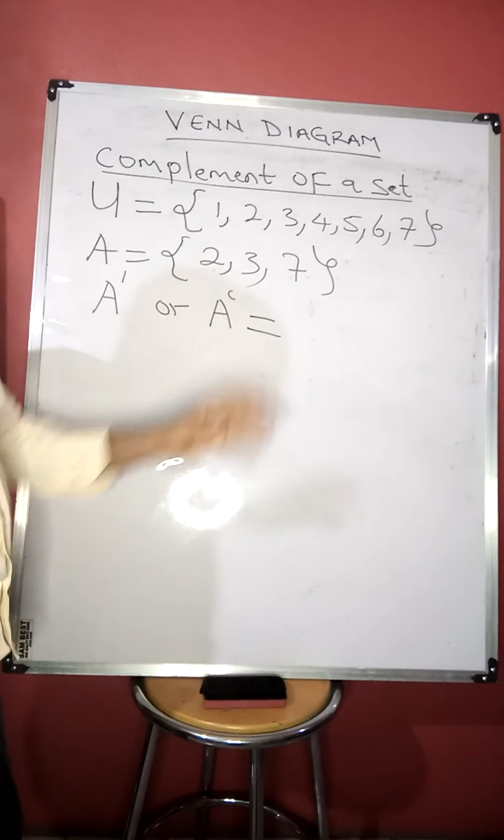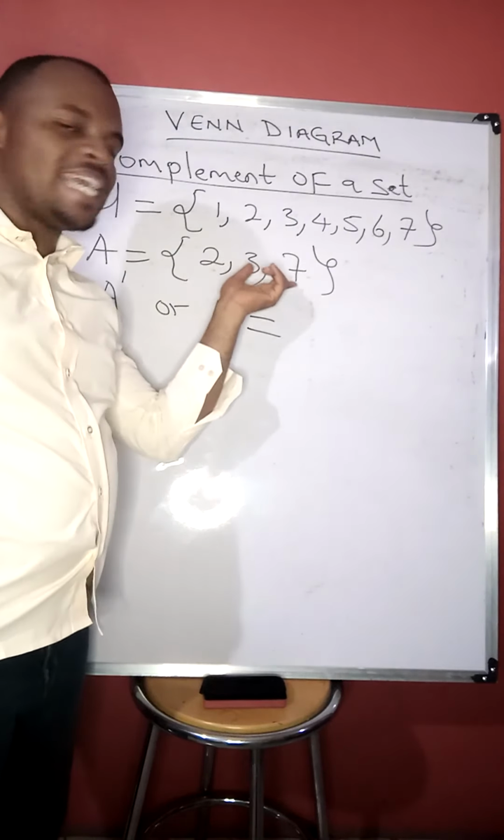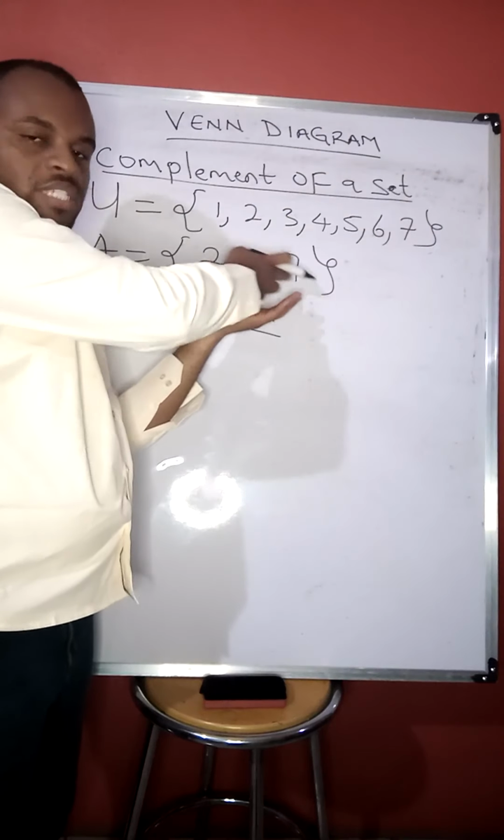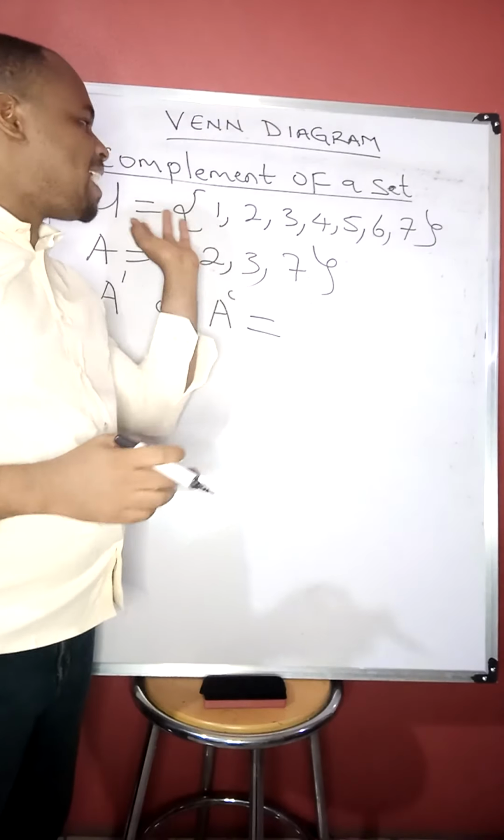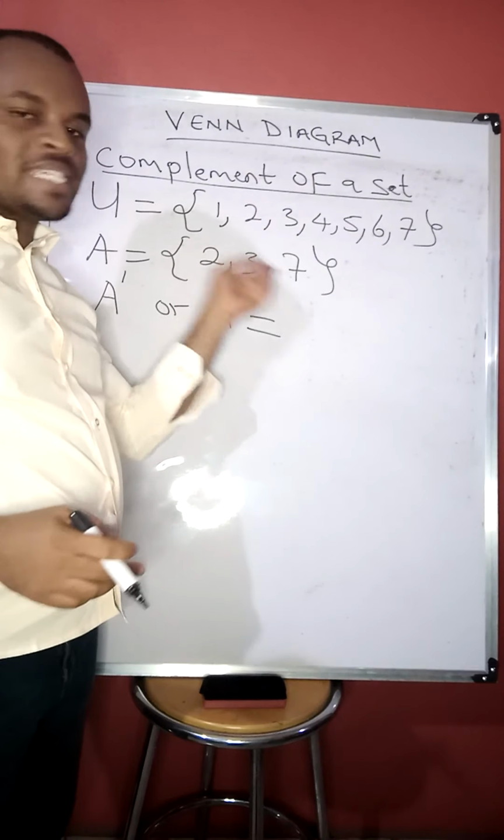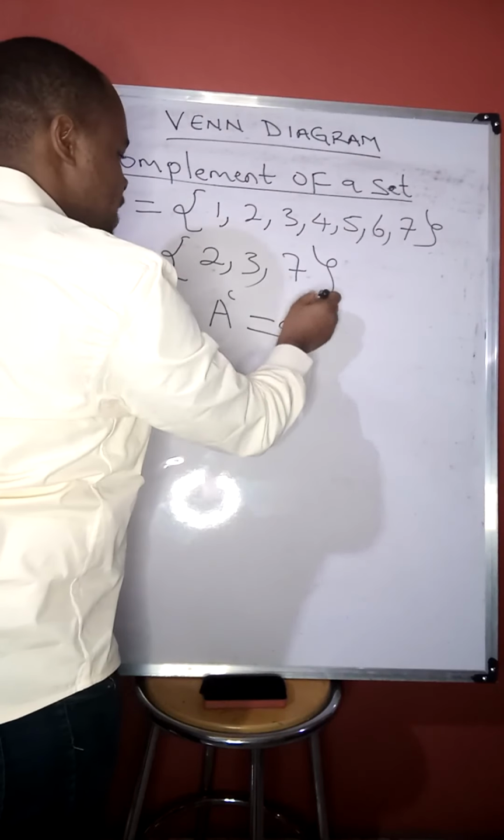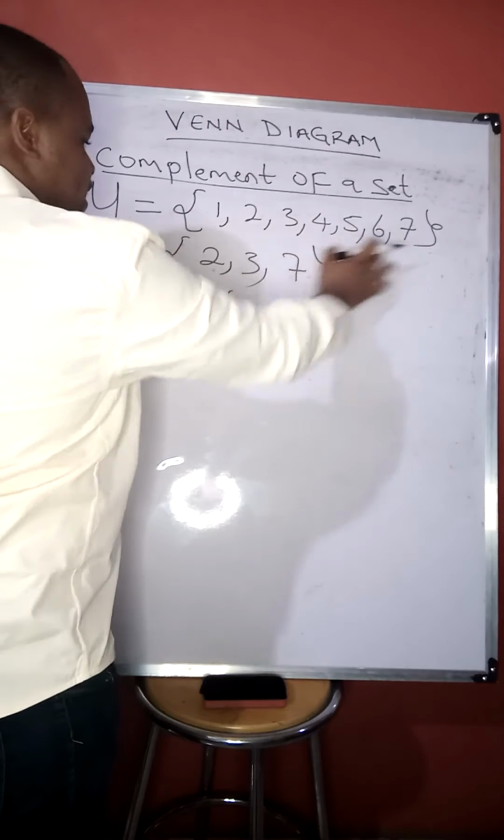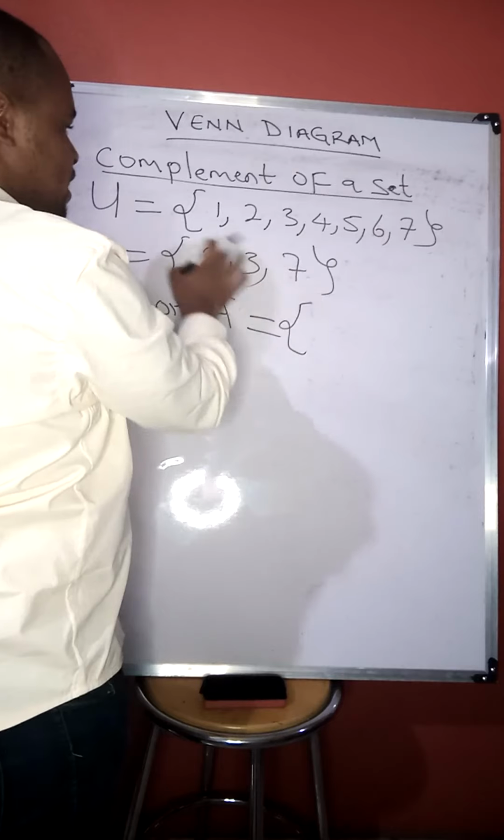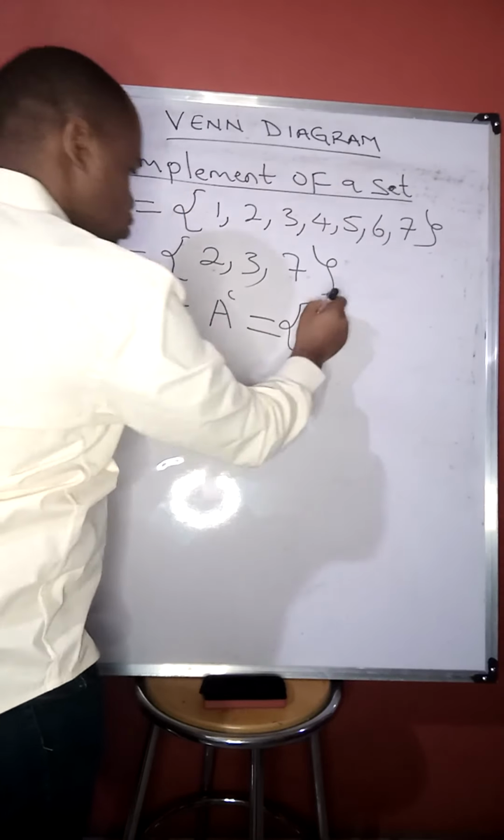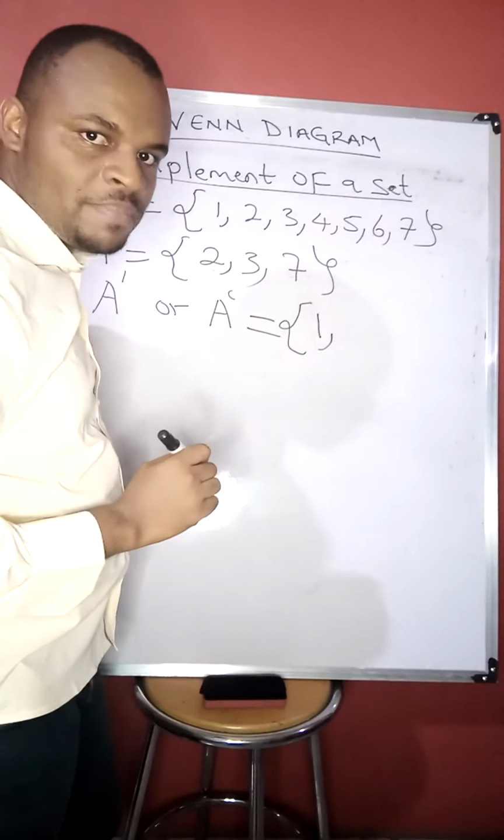My A complement are those elements that are in the universal set but are not in A. Those elements that are in the universal set but you can't see in A, that is your A complement. So to list my A complement, I'll look at my universal set and I'll compare with the given set. I have 1 in my universal set. Do I have 1 in A? No 1 in A, so that will make it my A complement.